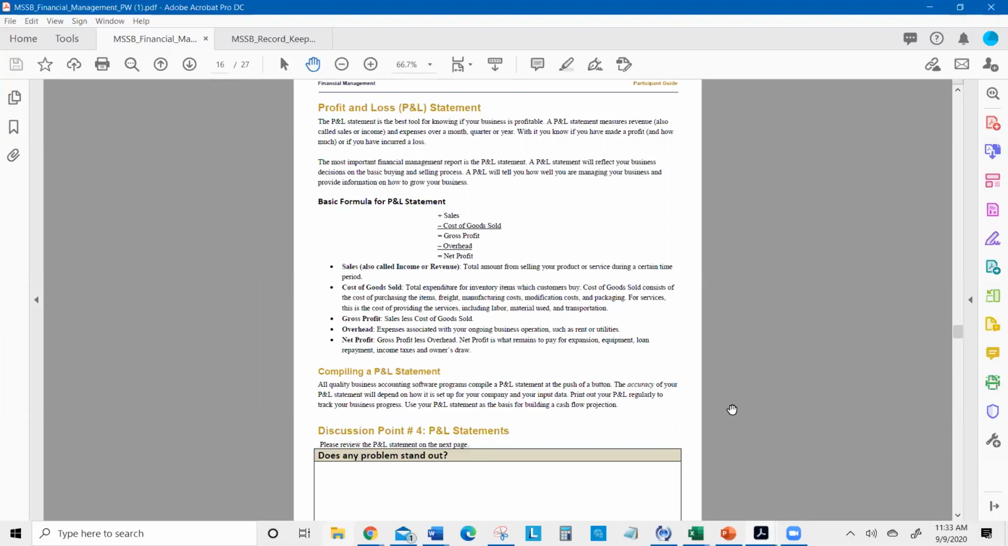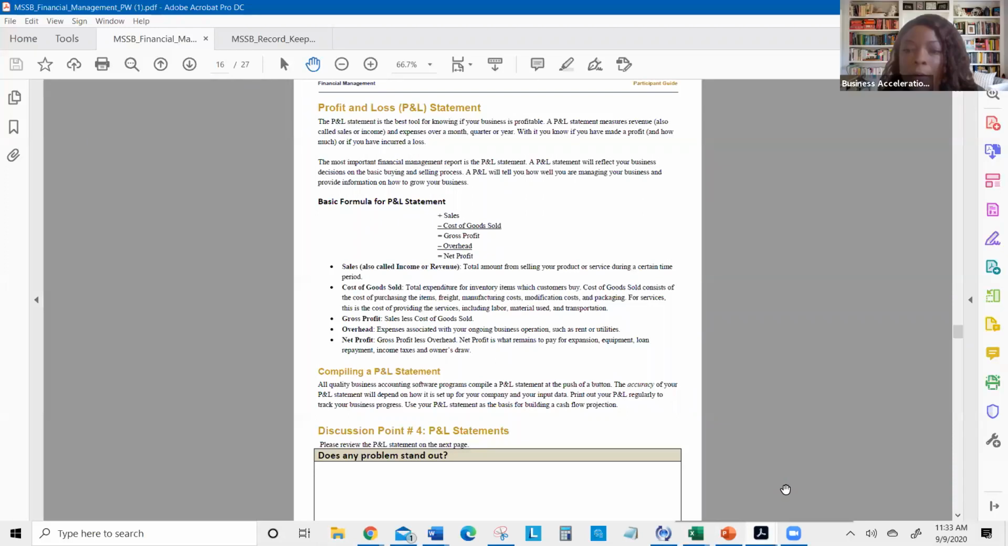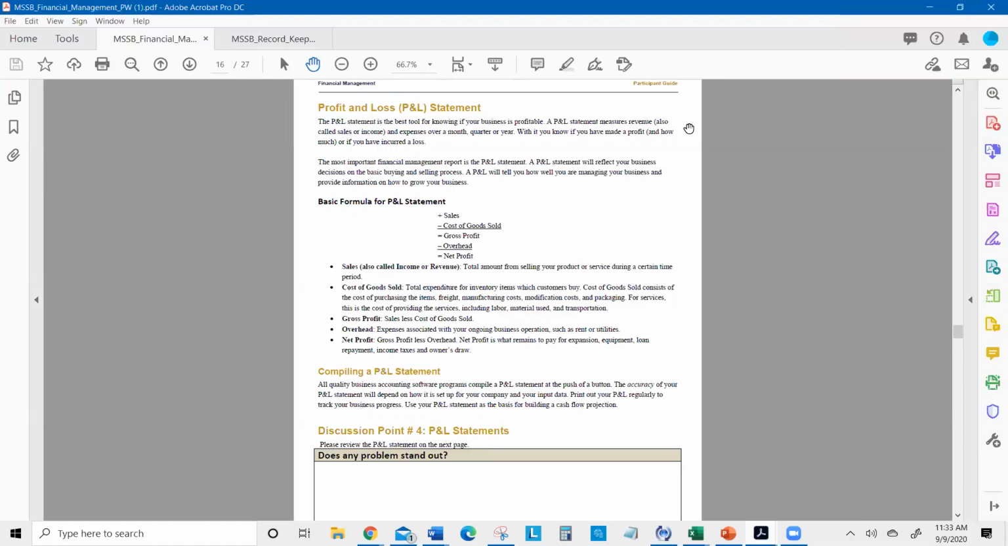Okay, I think this is probably a good place to stop and take a break and see if folks have questions about any of the stuff that we've presented. So are there any questions regarding the cash flow statement, the balance sheet? Is profit and loss very similar to the income statement? They are the exact same thing.